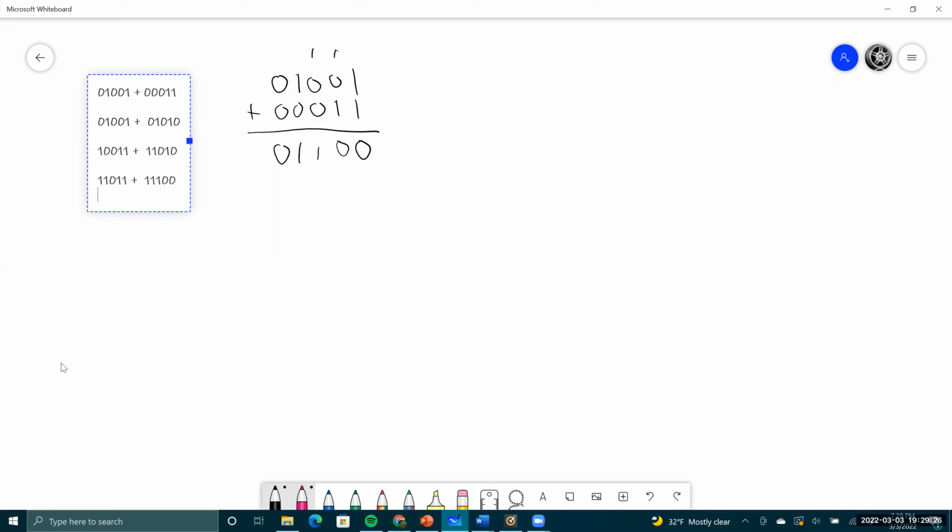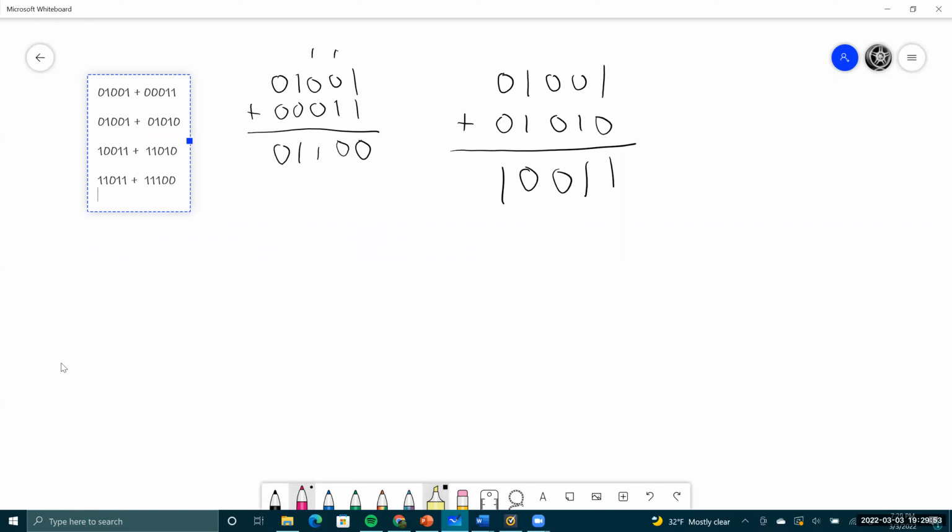Next, 0, 1, 0, 0, 1 plus 0, 1, 0, 1, 0. 1, 0, 0, 1, 1. Okay, is there overflow problem here? Yes. Why? You gotta explain why. Because remember, when you can't do it, you gotta explain why. Why is there overflow? Because it became a negative by adding, with the 1 at the front. Exactly. So if someone sees that this is a positive number plus a positive number, and you ended up with a negative number, that's how I can tell there's an overflow.